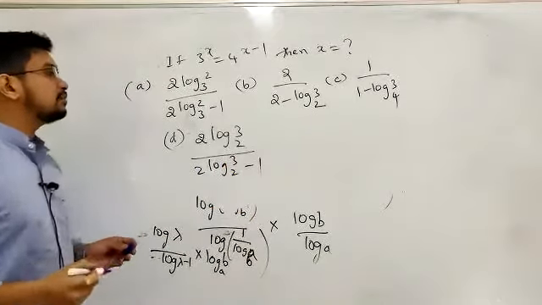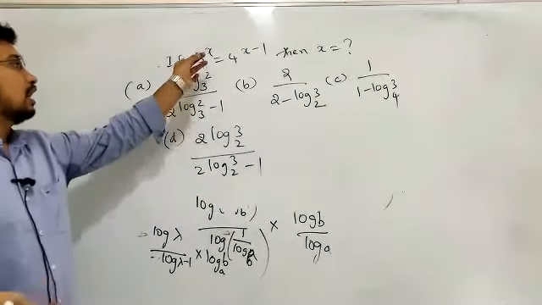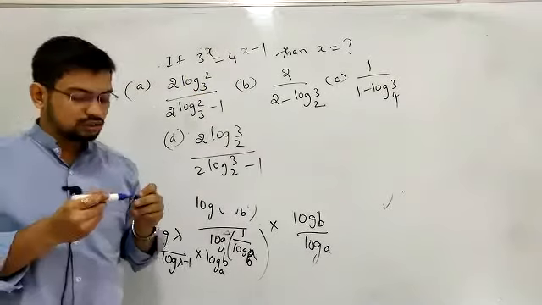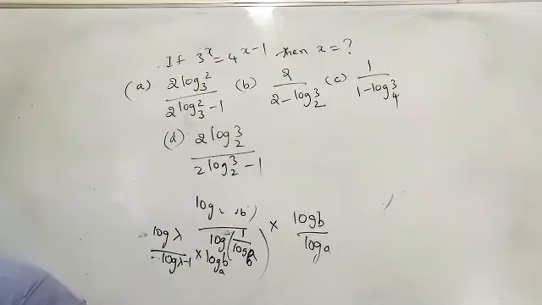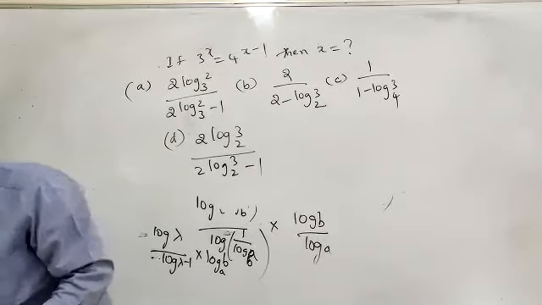These are the options. This is a multi-option question. The condition they gave you: if 3 power x is equal to 4 power x minus 1, then x is equal to. These are the options. You have to choose the option from this.